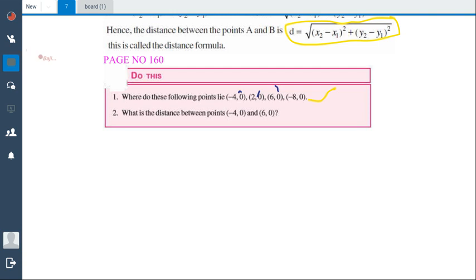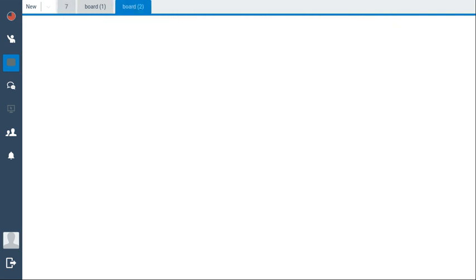Now the next, what is the distance between these 2 points, -4, 0 and 6, 0? We will see. First we will look at it on graph paper to get an idea. I'm taking a whiteboard here. First draw the x-axis. The horizontal line is called the x-axis. Next I am drawing the y-axis.